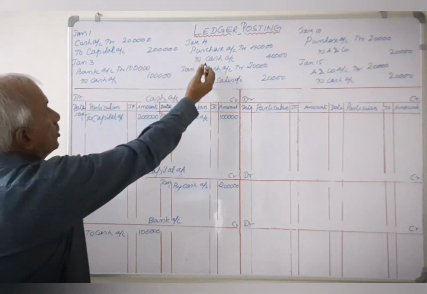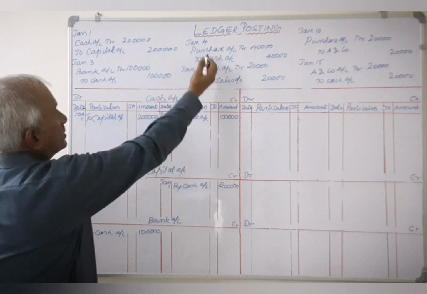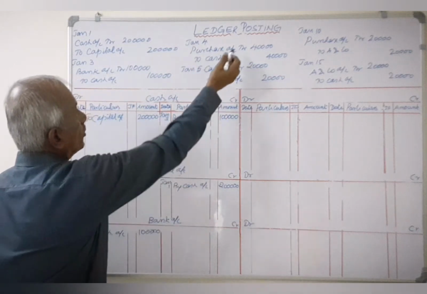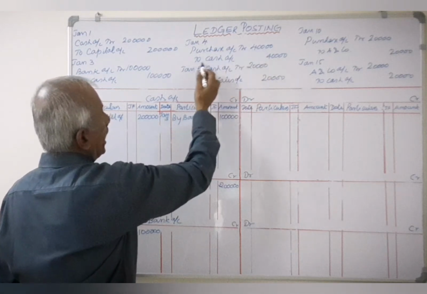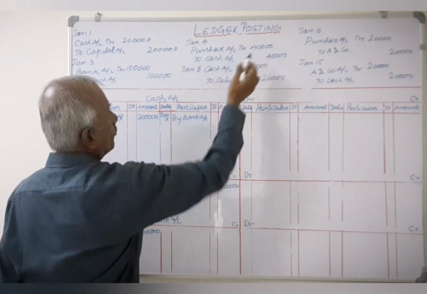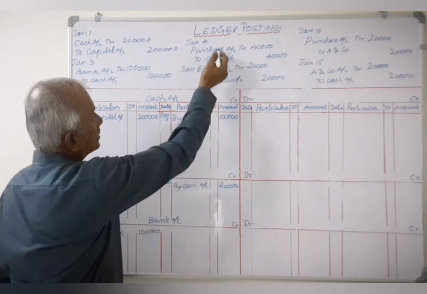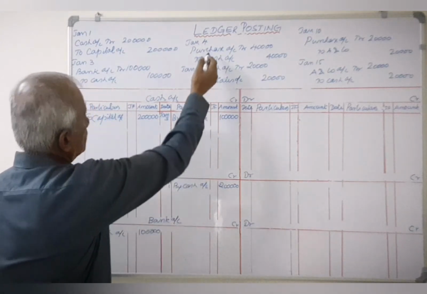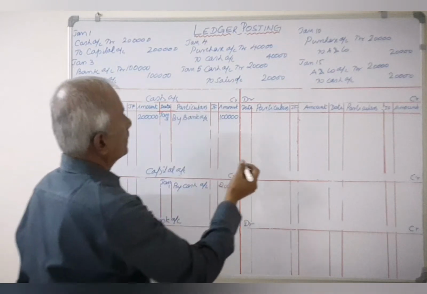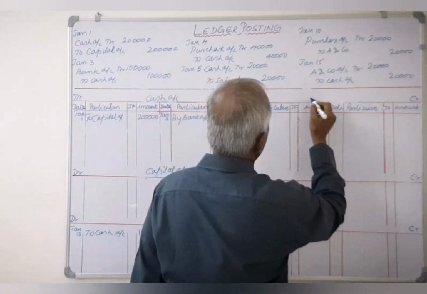Now let us pass on to the next journal. Purchase account debtor to cash. On the debit side of the purchase account, you have to record 40,000 and on the credit side of the cash account, you have to record 40,000. Let us see these accounts are available in the ledger. Purchase account. Purchase account is not available, so let us open it.